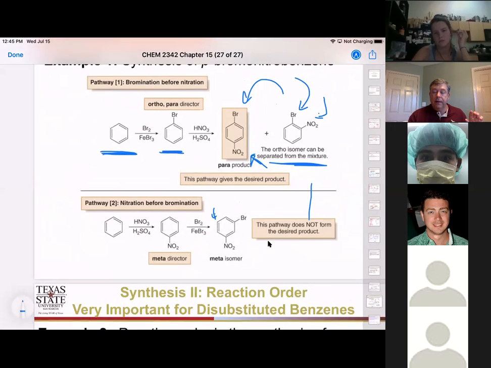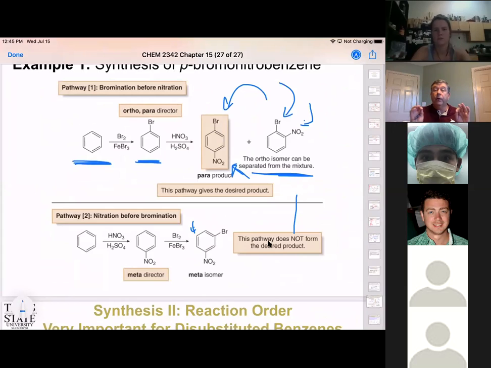So does everybody understand that order of addition of substitution is important, and it's directly controlled by ortho-para direction or meta direction? So if you want the meta product, you need your meta director on your ring first. If you want the ortho or para product, you need to have your ortho or para director on the ring first.